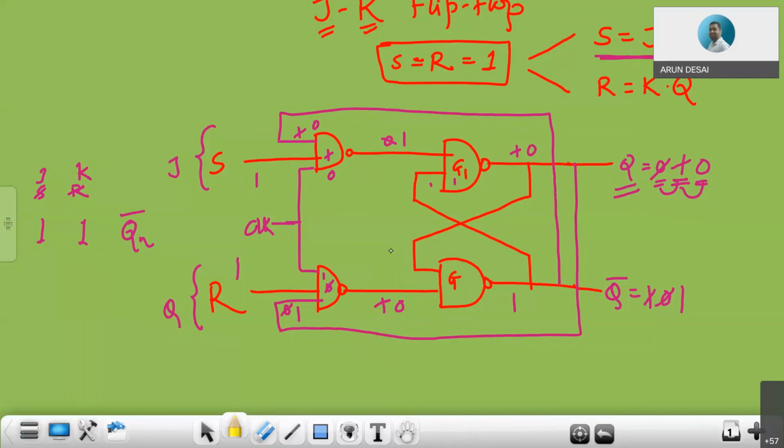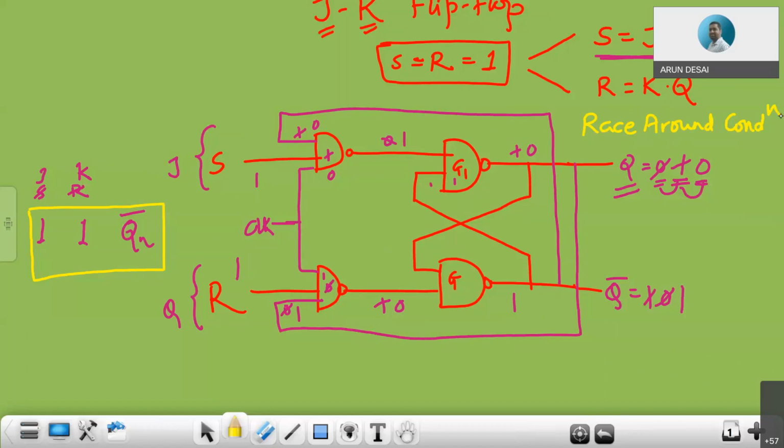Okay, now this is the condition where if 1 1 is there, in that case the output is Q complement, or the complement of the stored value, right, in the J and K flip-flop. But it gives rise to a race around condition. Race around condition arises in this case.